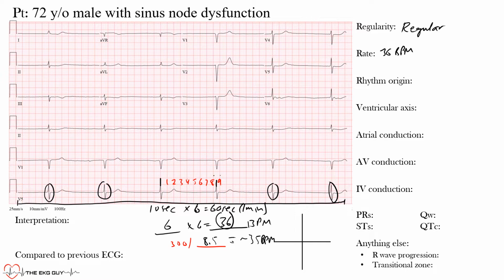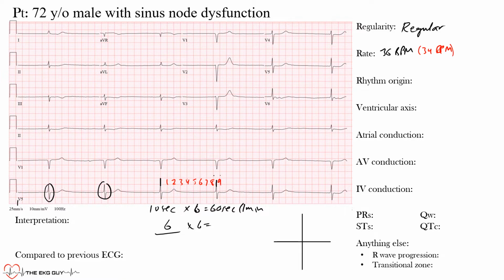Now the actual rate that the machine gave us here was 34 beats per minute. Okay, so the machine, I'll just put right here. So as you can see, quite close, 34 beats per minute there. All right, let's move on here to the next aspect, and that's the rhythm origin.